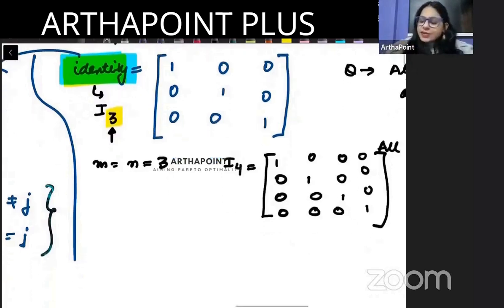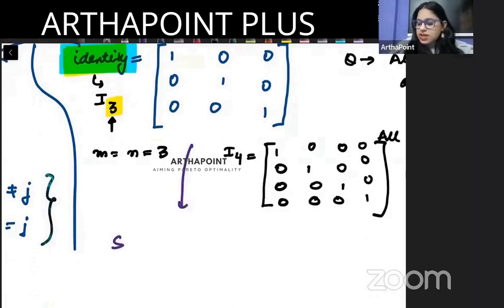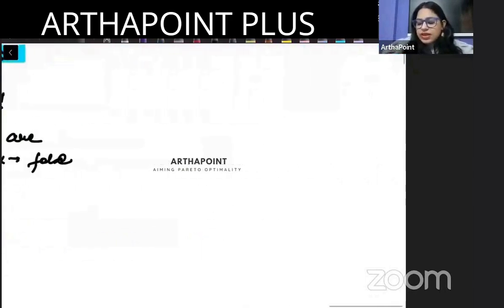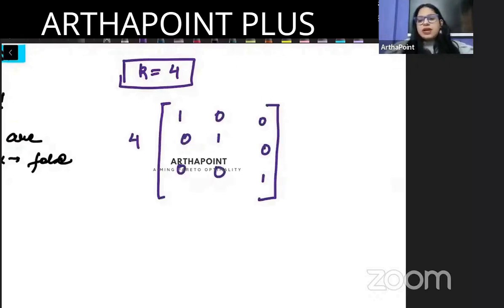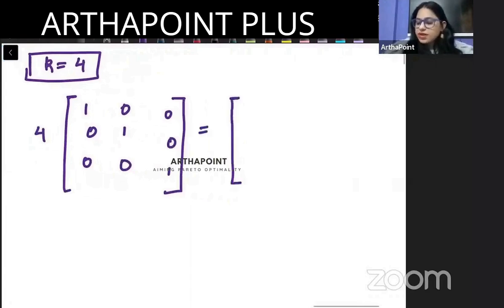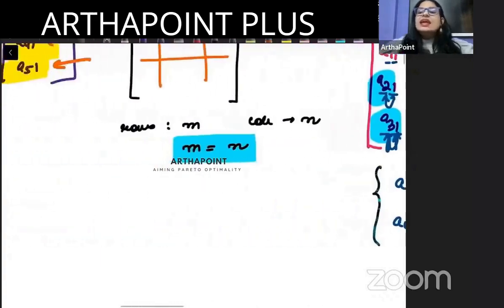Now, when we talk about a scalar matrix, scalar means that your identity matrix is scaled by some number. So suppose I tell you that k is equal to 4, it means that I am scaling the identity matrix, 1 1 1 and 0 elsewhere, by multiplying it with 4 throughout. So each element will get multiplied with 4. I have just scaled that matrix.